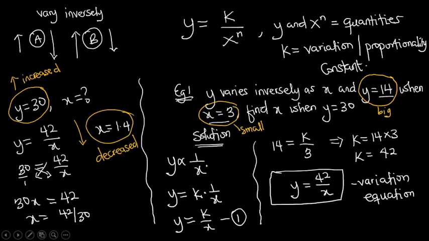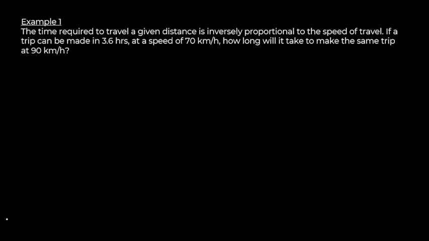This proves that the relationship between x and y is an inverse relationship, and the fact that as one value increases, the corresponding value has to decrease because the relationship is an inverse relationship. Now let's have a look at an actual question to further enhance our understanding of inverse variation. So let's look at example number 1.